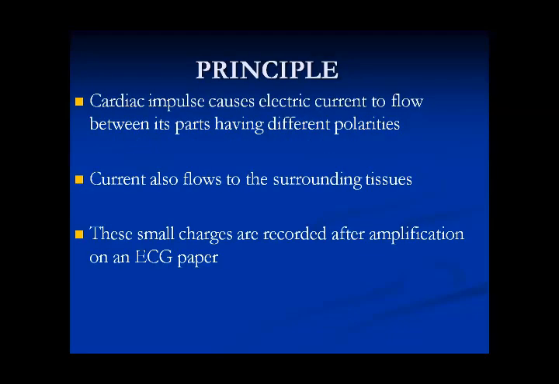Of course, we know that there are certain waves, certain segments, certain intervals in ECG, but how are they produced? So the principle is that the cardiac impulse travels, as you know by now, starting from the SA node and ending at the very dead end of the ventricular muscle, right? So the cardiac impulse causes electric current to flow between parts of the heart having different polarities, right?